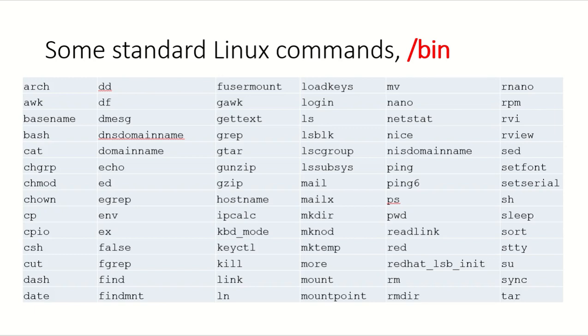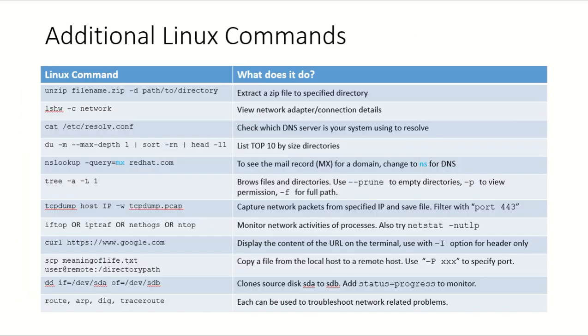Bin is one of the most important directories in Linux, because it has most of the executables in that directory, and here's a sample of that. This is not the entire list of all the commands that exist in the bin folder, but these are the most important ones. Each of them has its own syntax and parameters. This is just the names of those executables.